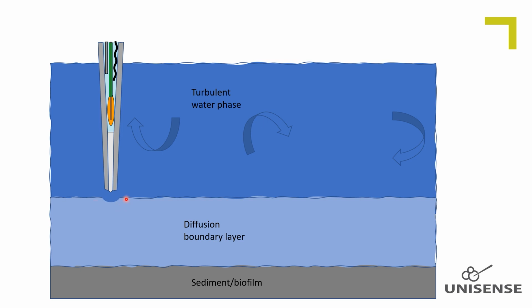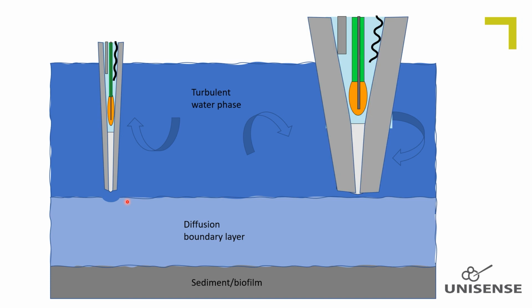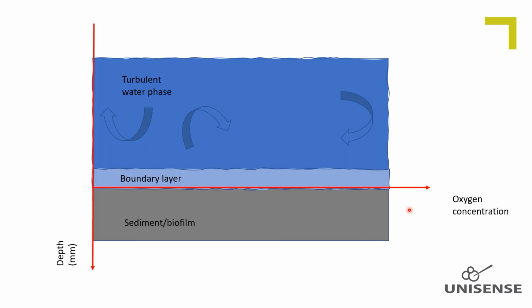The sensor tip will inevitably erode the diffusion boundary layer due to the guidance of turbulent water into the stagnant phase. The larger the sensor tip is, the larger will this disturbance be. So let us again look at oxygen profiles in a matrix with steep chemical gradients and a water phase above it. The oxygen concentration starts to decrease as the tip reaches the diffusion boundary layer.